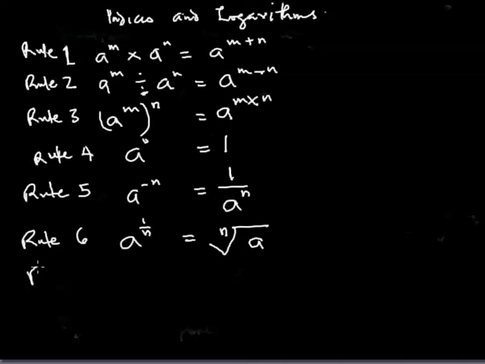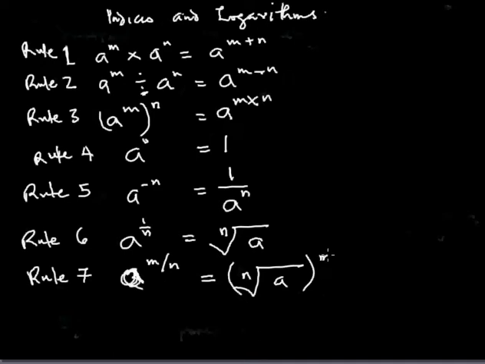Rule number 7, when you have a raised to power m over n, it is the same thing as the nth root of a, then raised to power m.